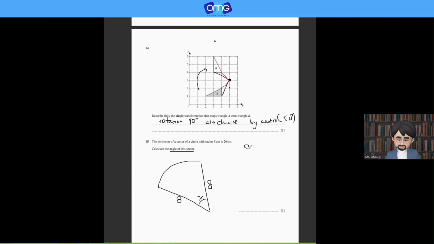you use the formula S equals theta times R. The angle is x and the radius is 8, so the arc is 8x. The perimeter means 8 plus 8 plus 8x is 26. This gives us 8x equals 10, so x is 5 over 4. And that's the answer, in radians.